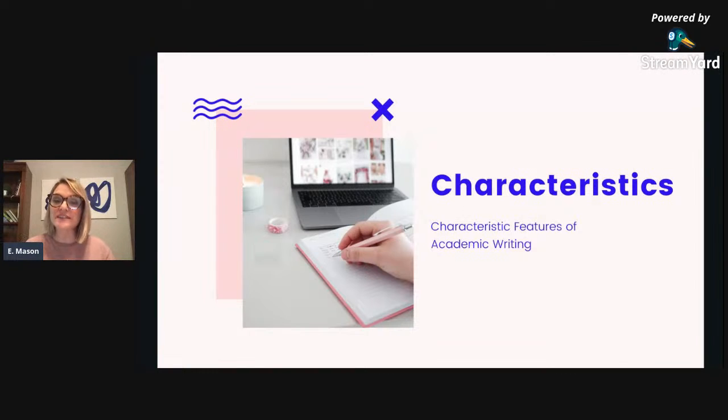So, the characteristics of academic writing. These are the things that you need to use when you are writing to say, okay, this is academic writing. Or if I say, oh, that's not academic writing, then you'll know exactly what it is that I'm talking about.